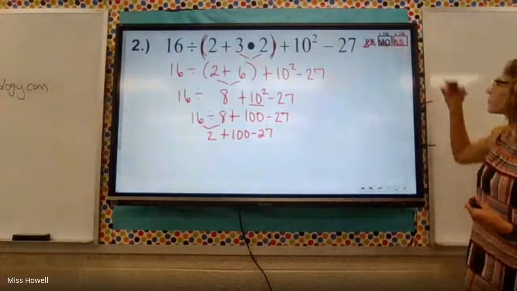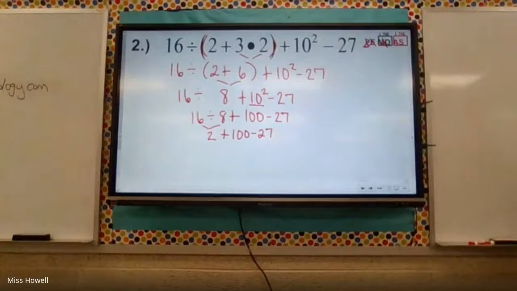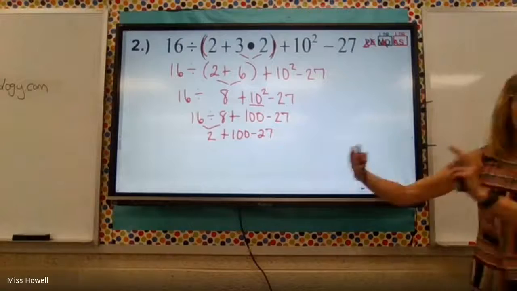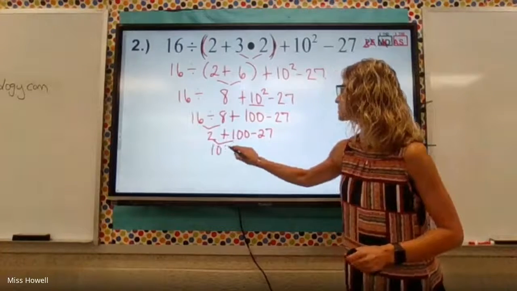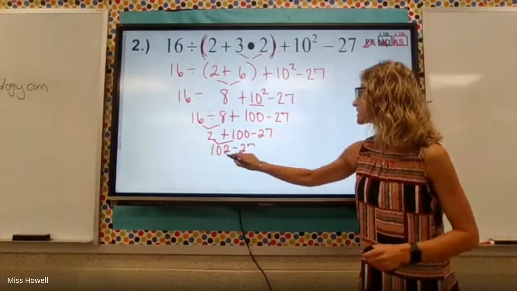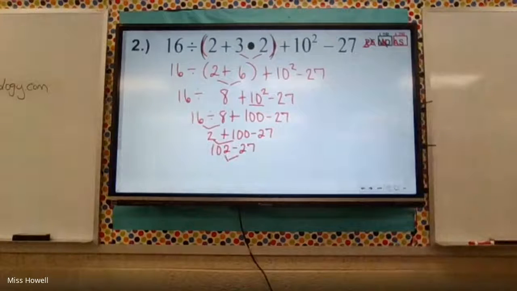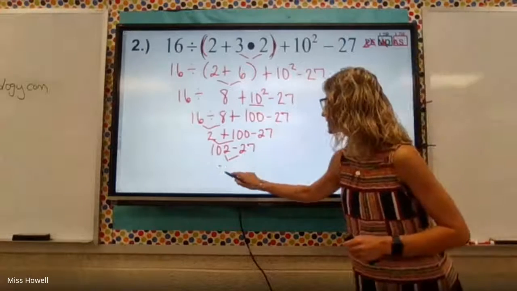All right, now we're looking for everything that's left, which is just our adding and subtracting. And more specifically, we're going to go from left to right through them. So 2 plus 100, so 102 minus our 27. And then we would finish by doing the 102 minus 27, which would give us a 75.